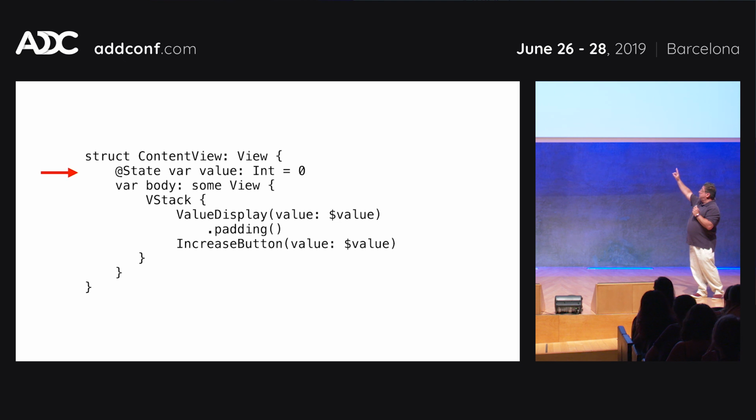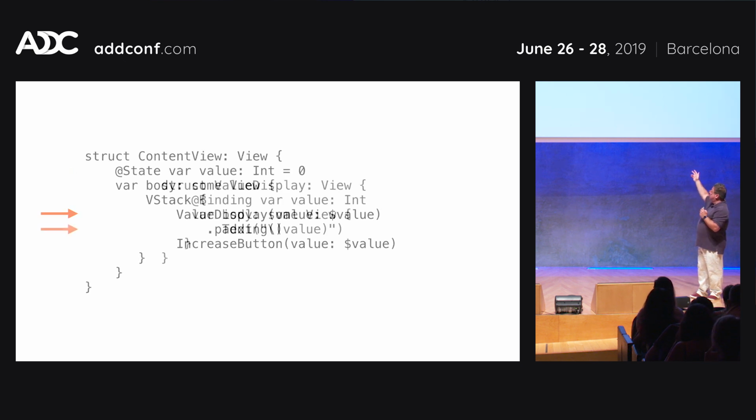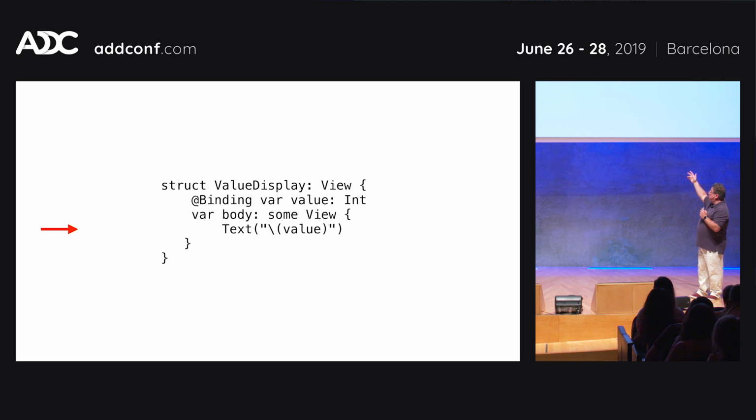So my content view gets its state, and it says, I'm updating my state. Everybody that depends on state needs to know about this. So it sends the message to the value display. It's exhausting. And my text updates. So the binding says everybody's connecting to the state.